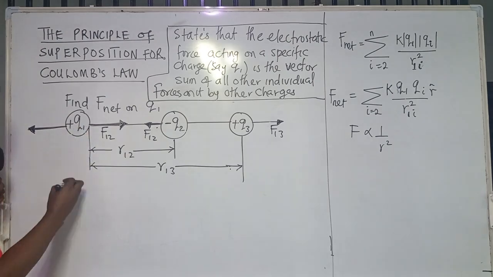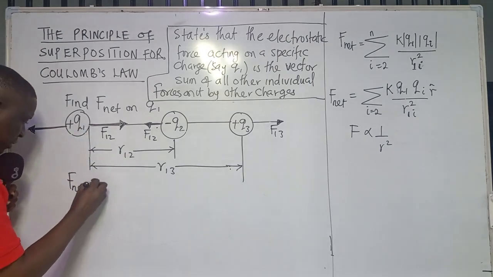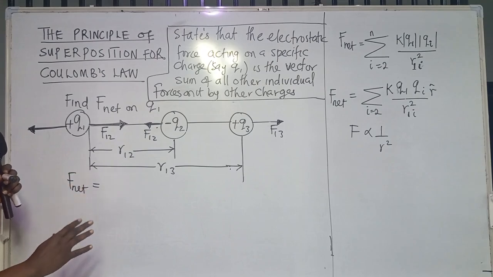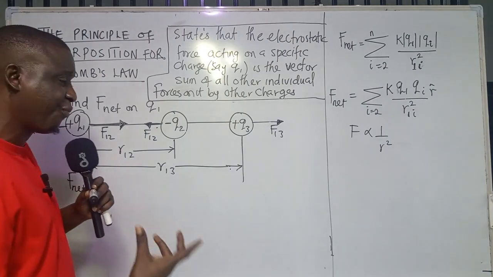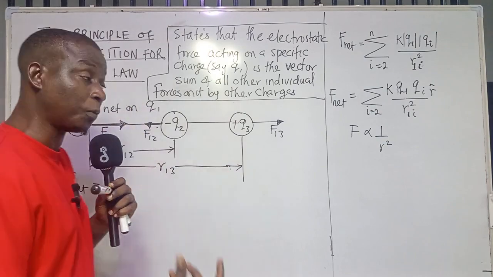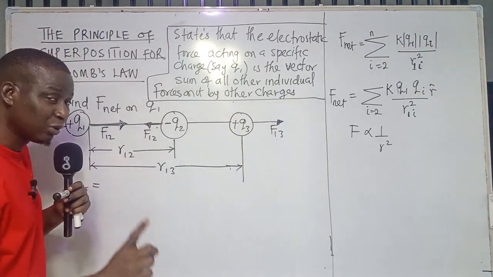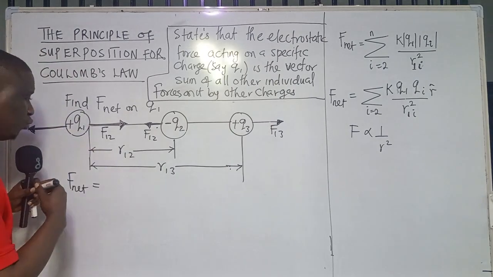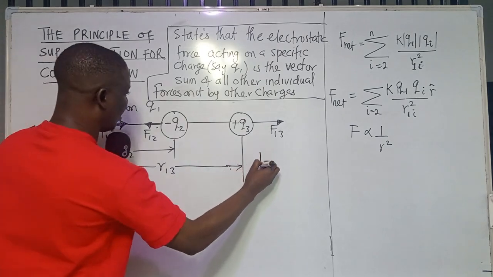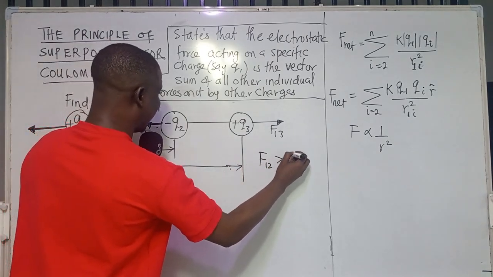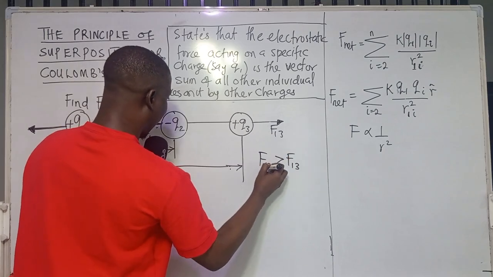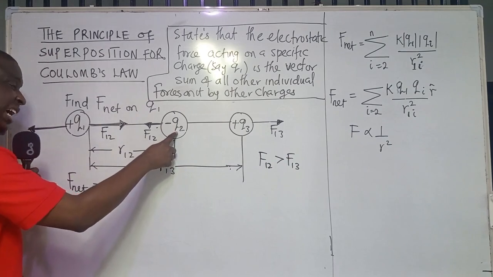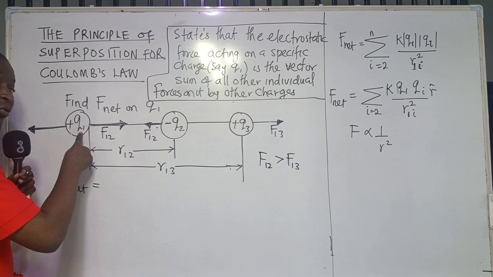And since we are calculating net force on Q1, the net force will now be equal to, now they are moving in opposite direction. So what do you do when you have two vectors moving in opposite direction? You subtract. But the question is, which one do you subtract from which one? Now, F12 is greater than F13. Why? Because the charge Q2 is closer to Q1.